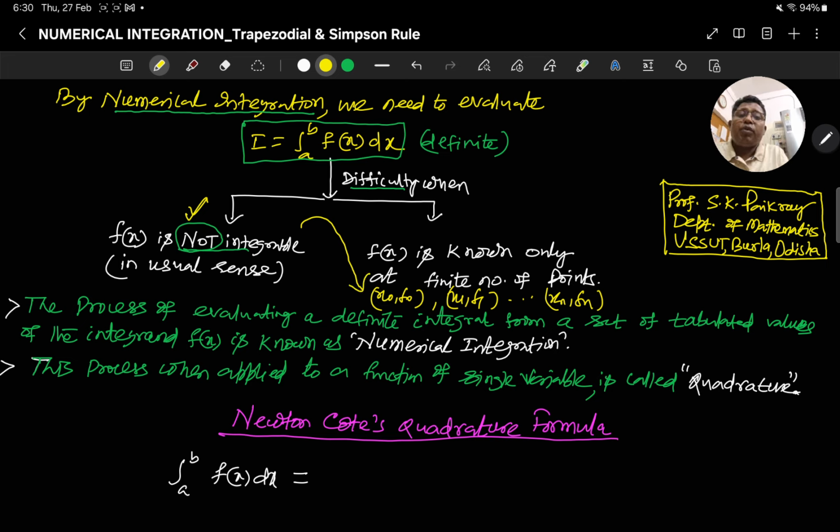Now the process of evaluating the definite integral from a set of tabulated values is known as numerical integration. Likewise, when this function is a function of a single variable, this process is called quadrature. The trapezoidal rule and the Simpson's rules are basically derived from the Newton-Cotes quadrature formula.